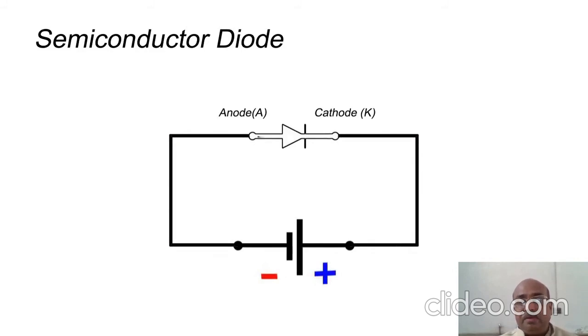But if we reverse the battery polarity, then the anode is connected to the minus part of the battery while the cathode is connected to the positive terminal of the battery. In this fashion, current is not flowing because the diode offers a large resistance to the flow of current.